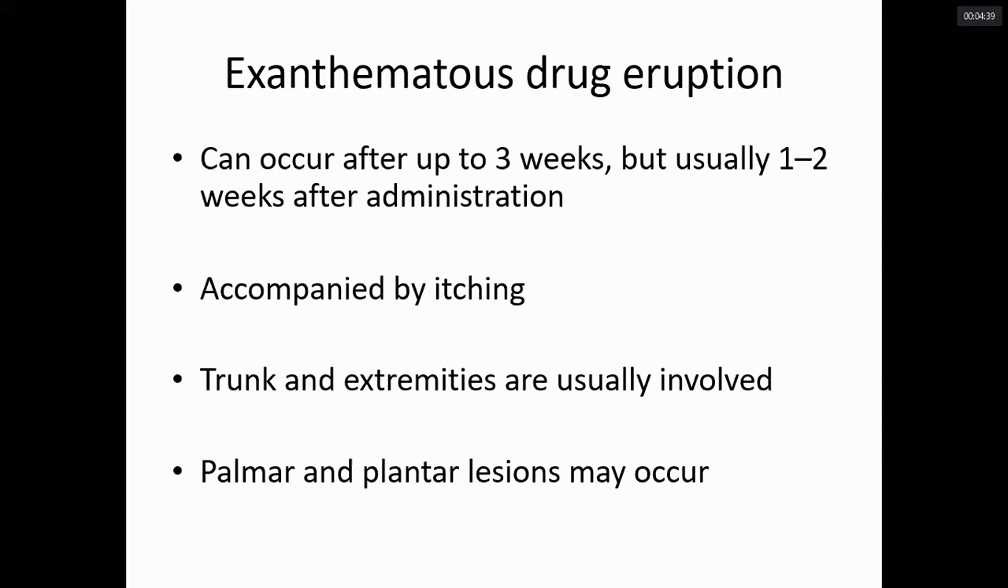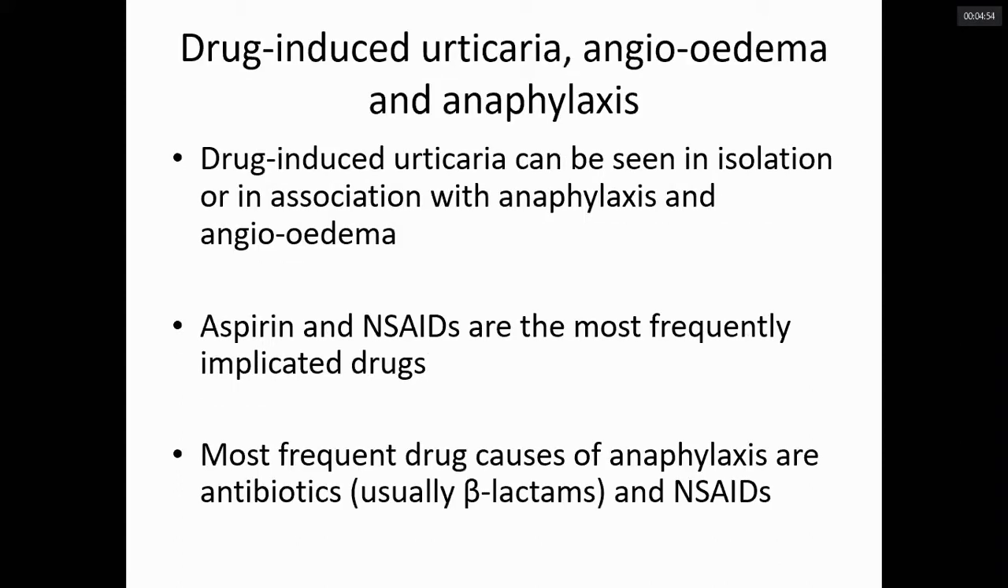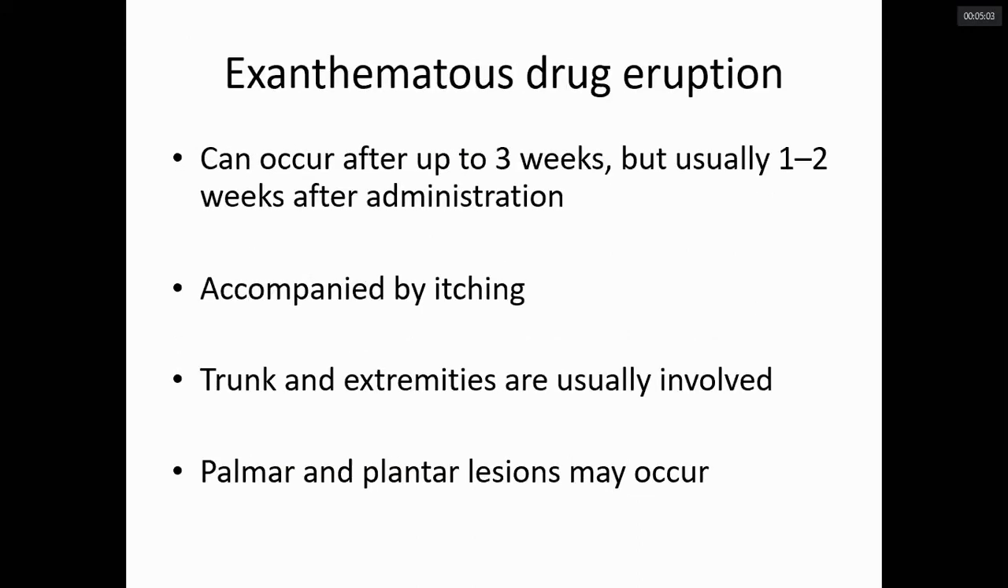Second one is exanthematous drug eruption. Exanthematous drug eruption can occur up to 3 weeks after injection of the drug, but it usually occurs 1 to 2 weeks after administration. Drug-induced urticaria, angioedema, and anaphylaxis is a type 1 reaction, that is IgE mediated, so it is immediate. And this exanthematous drug eruption is a type 4 reaction. So for this, first of all, the body has to develop hypersensitivity to the drug. It is a type 4 reaction, so it usually takes around 1 to 2 weeks after administration, but it can take up to 3 weeks.